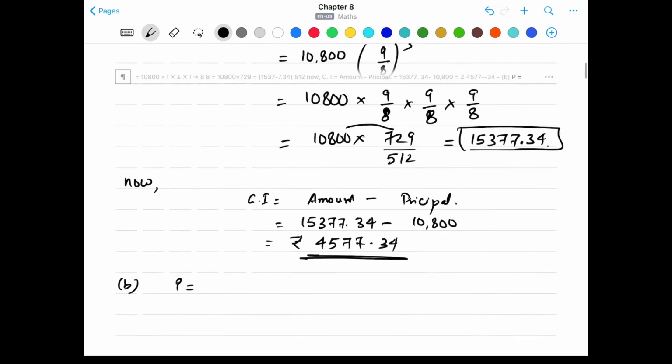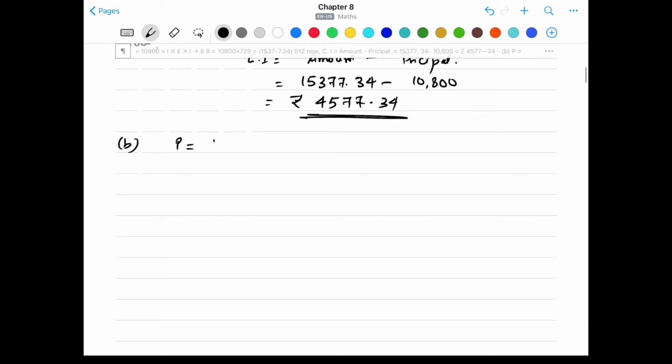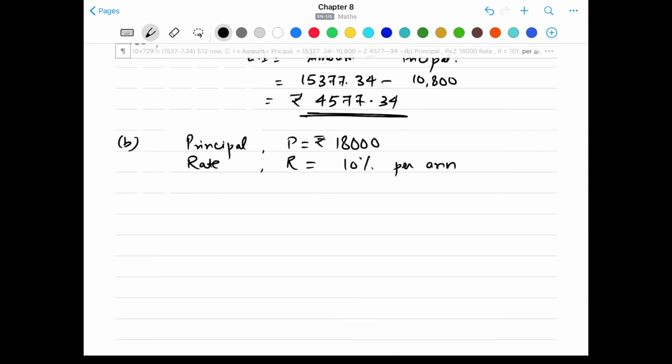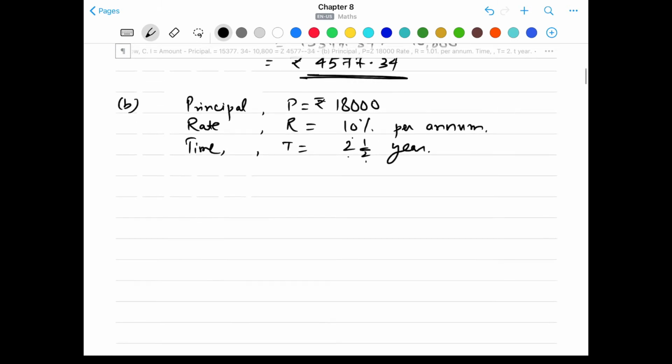The principal amount is given as 18,000. Let's write it again. Principal P is equals to 18,000 rupees. Rate R is given as 10% per annum. Okay, and the time T is equals to 2.5 years. Okay, since the time is not in complete years, we'll calculate the compound interest for 2 years first, and then the amount which will be after 2 years, on that amount we'll calculate the simple interest for 1.5 years. Okay, so let's start.